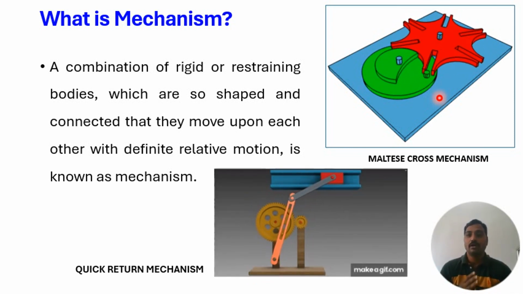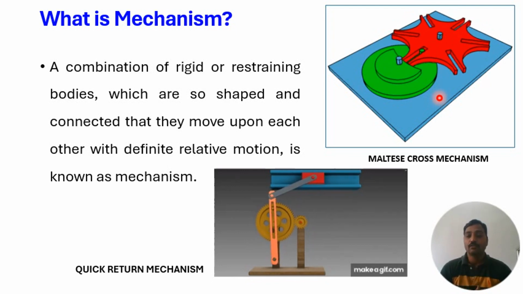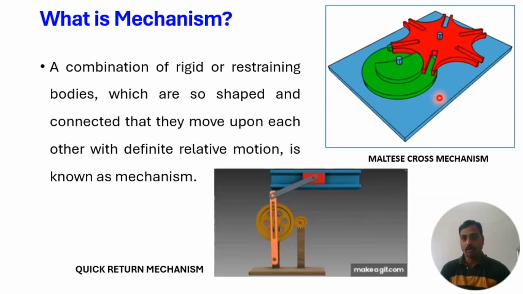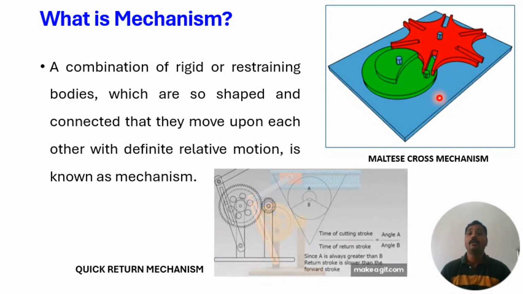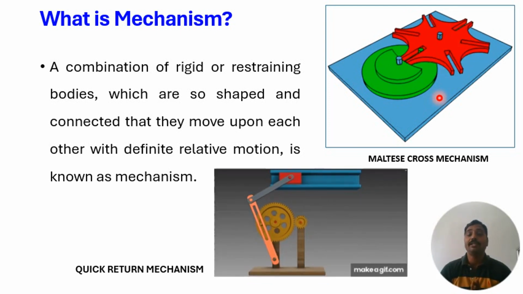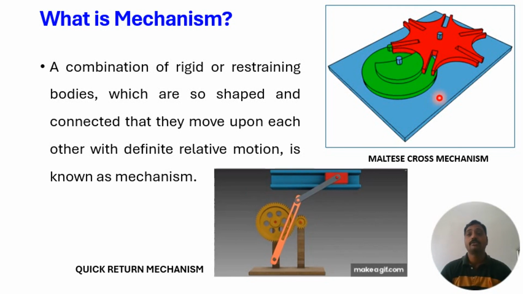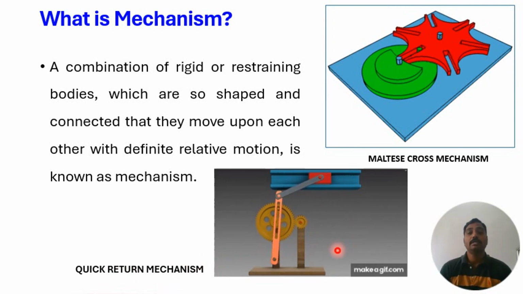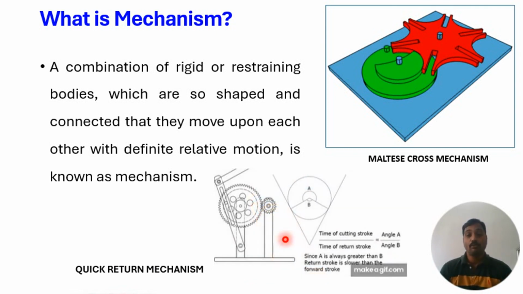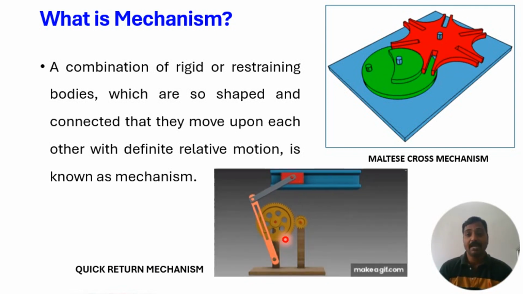The clocks have different types of hands: the seconds hand, minutes hand and hours hand. They have different relative velocities, so relative motion exists, and we create that with this kind of mechanism. The second one is the quick return mechanism. It is developed in workshops, and it is the shaper mechanism.